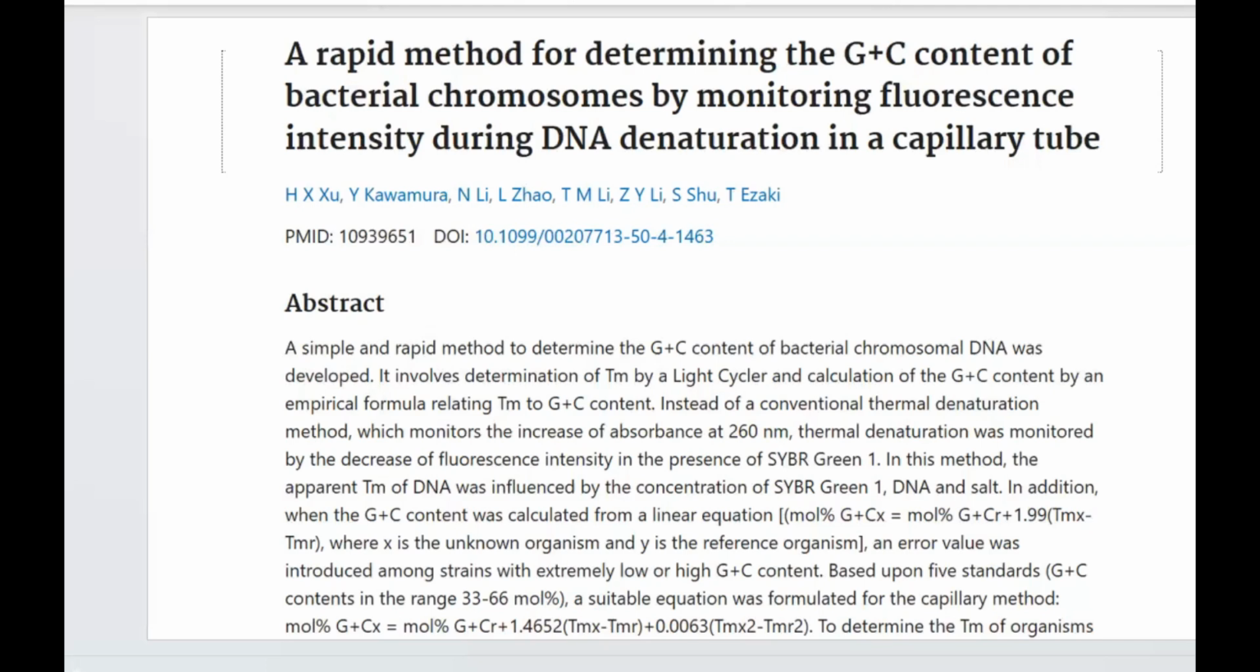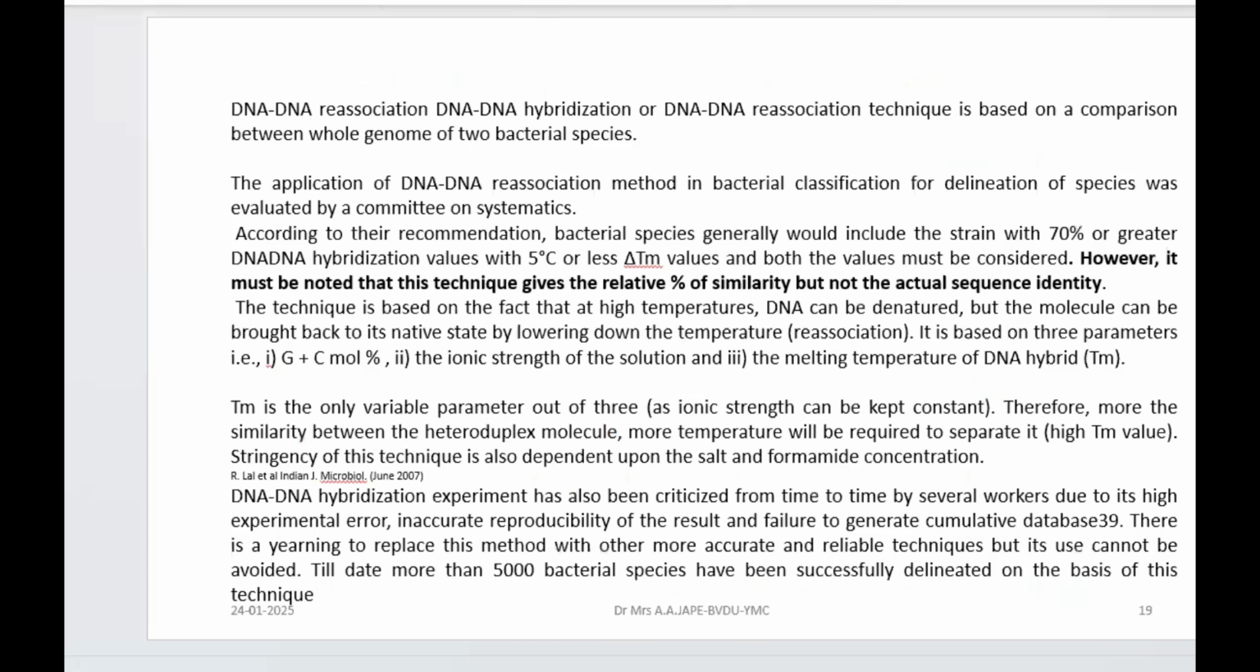Both of these are simultaneously processed, and based on comparison, you are going to calculate back the TM value and the GC content of the sample bacterial isolate. So this is another method, just to trigger your interest in how methods are improvising, what kind of advancements are happening in the technique, right? But again, the ultimate concern is to find out the GC content.